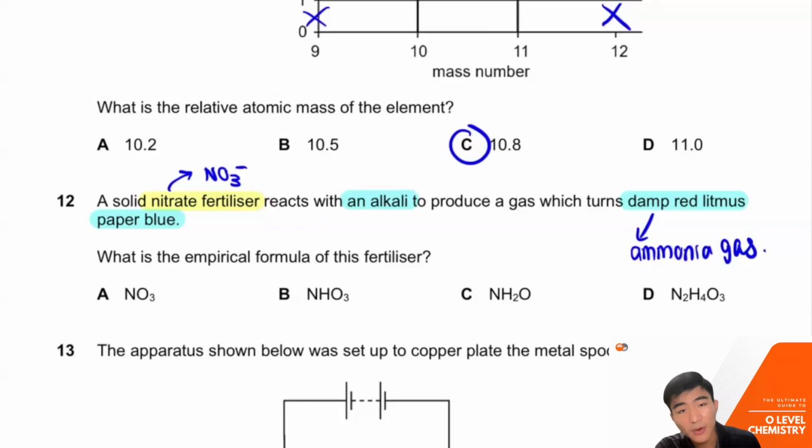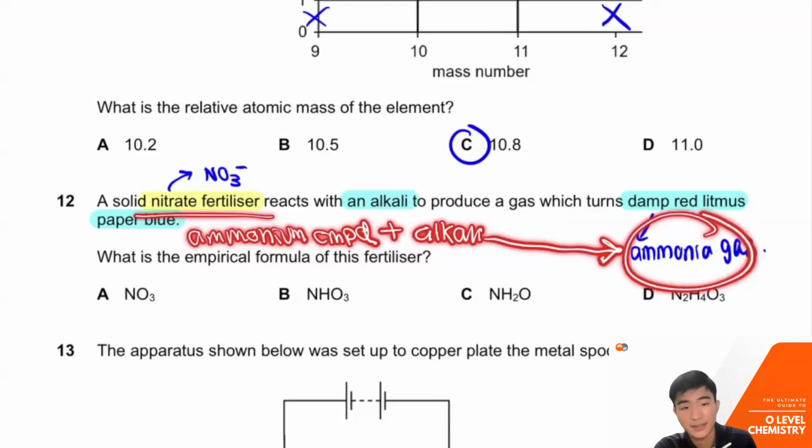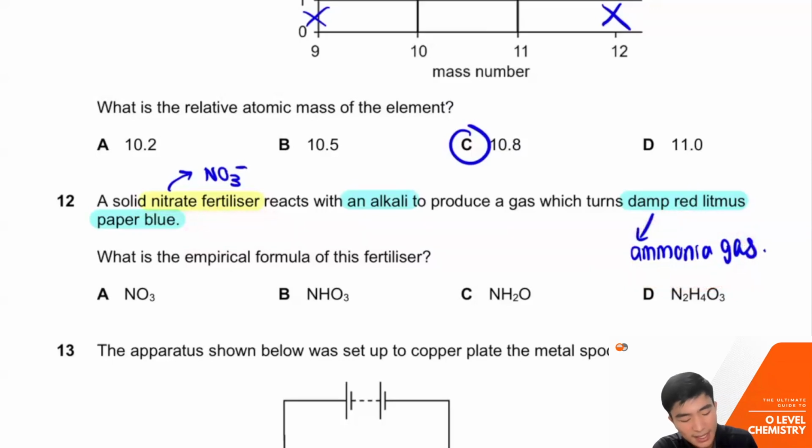Now we must always remember this. What kind of reaction will give us ammonia gas? When there is an ammonium compound, this one you need to know, from the acid and base chapter: ammonium compound reacts with alkali. It will produce ammonia gas. This is important. So with this understanding, they are asking us what is the empirical formula of this fertilizer.